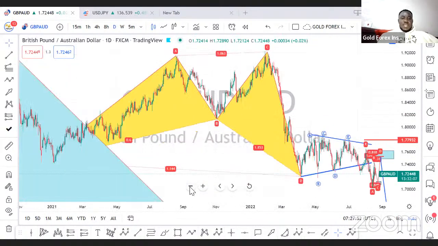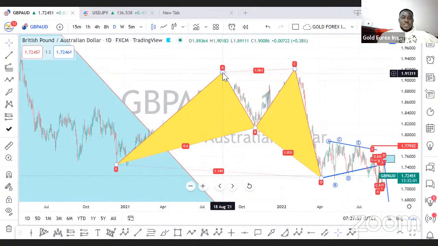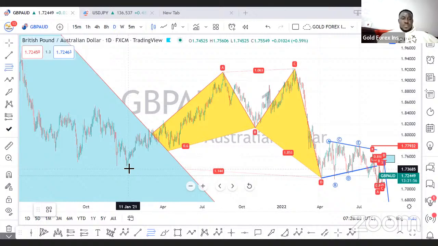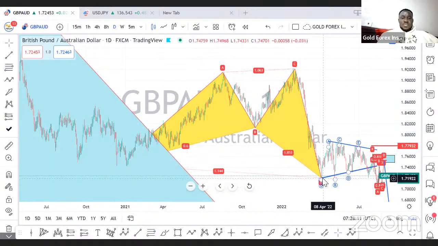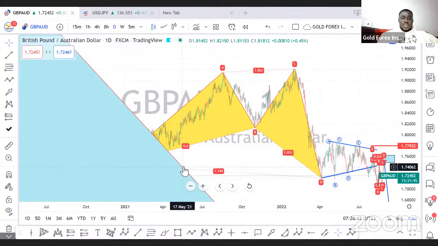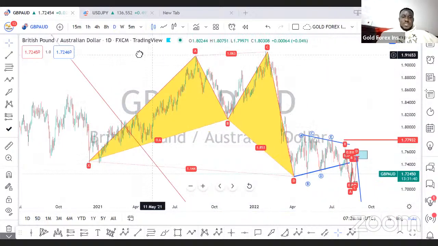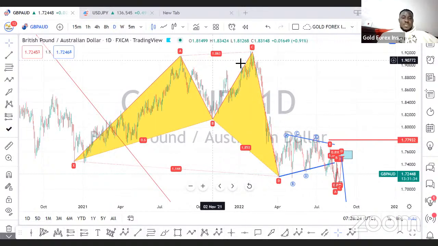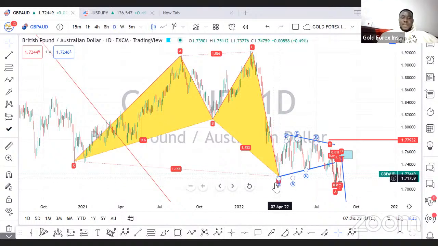Now we had a pattern formation over there. Let me check the type of pattern that we had. From here, we had more or less an alternative bat pattern, which ended at 113. Let me take off the backgrounds so that you see it. It ended at what? Sorry, this is a shark pattern because the C crossed the A. So we had a shark pattern over here.